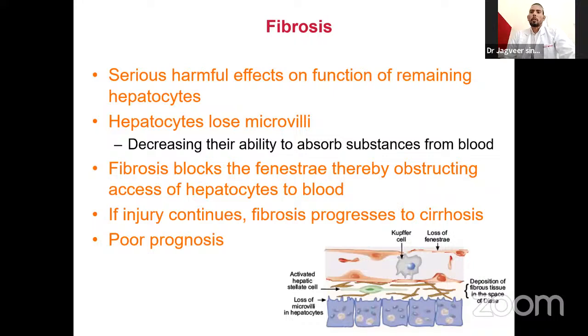Fibrosis has a serious harmful effect on the function of the remaining liver. It causes dysfunction of the hepatocytes, and also leads to the loss of microvilli from the hepatocytes. By loss of microvilli, they lose their ability to absorb substances from the blood. Fibrosis also blocks the fenestrae, thereby obstructing access of hepatocytes to the blood. And if injury continues, fibrosis progresses to cirrhosis. When the patient develops cirrhosis, the prognosis becomes very poor.